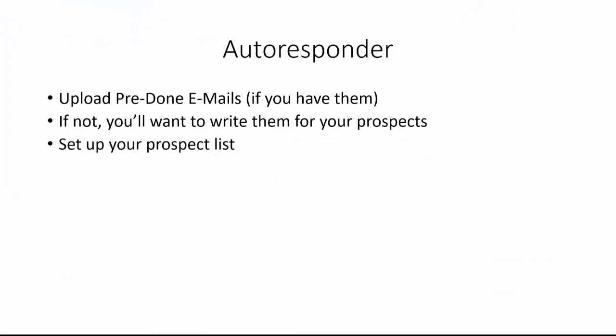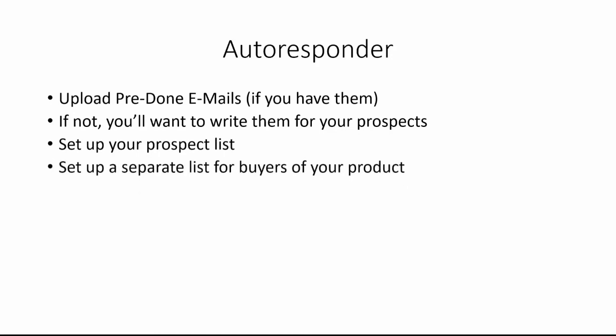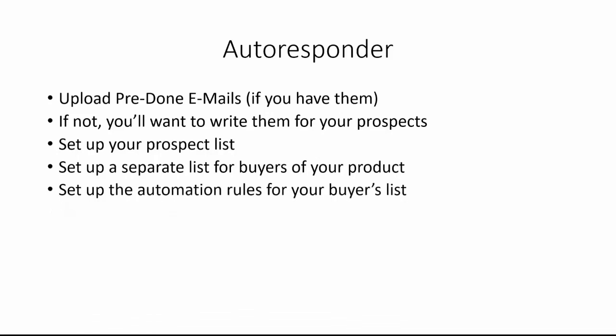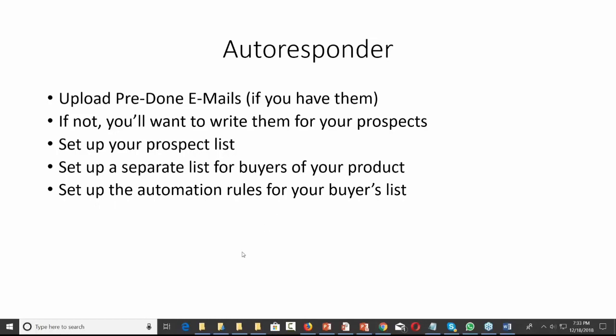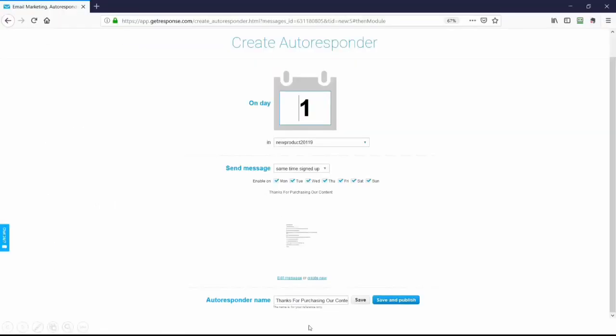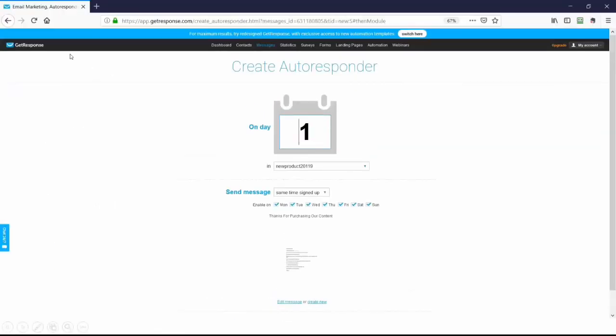Okay, so we have set up our prospect list. We have set up a separate list for the buyers of our product now. Now what we need to do is set up the automation rules for the buyers list. And we need to do that inside of GetResponse. So what are we going to do here? We're going to go now to automation.